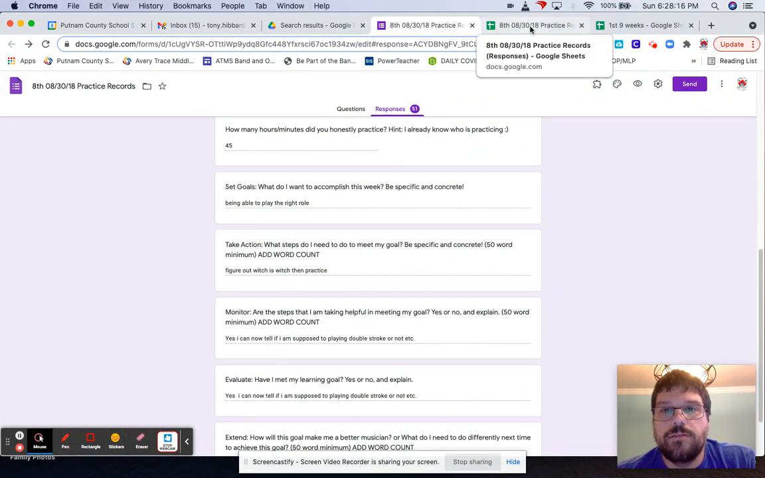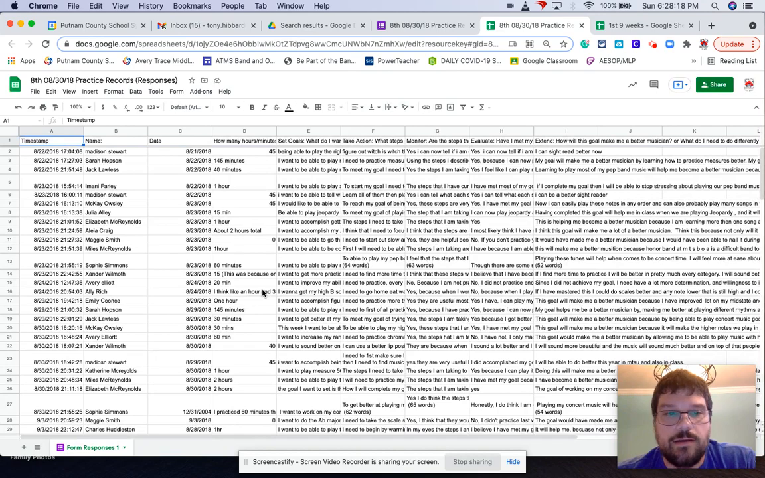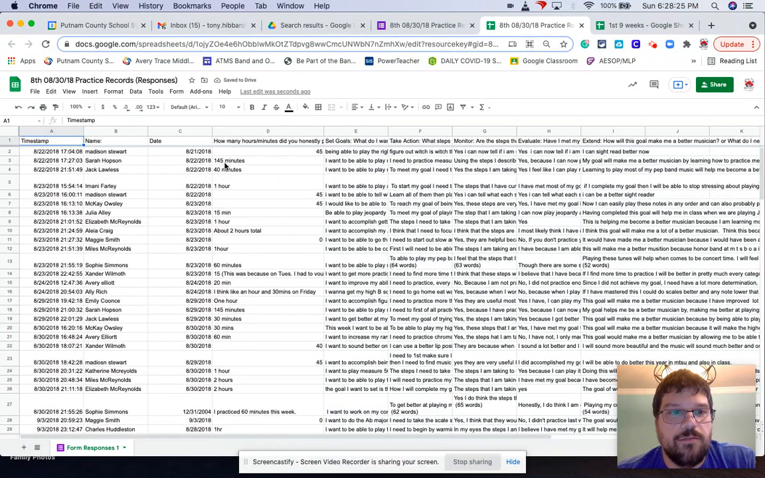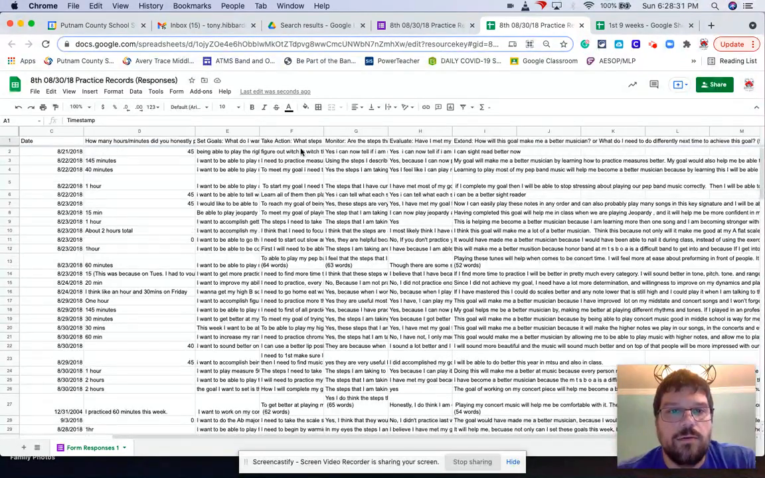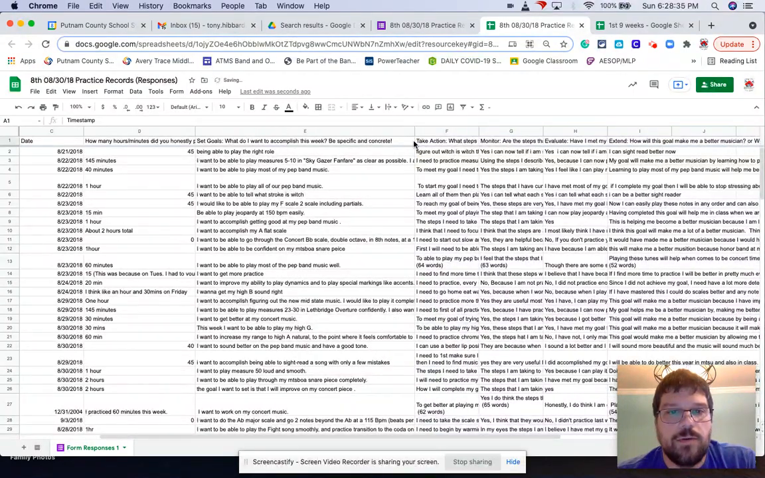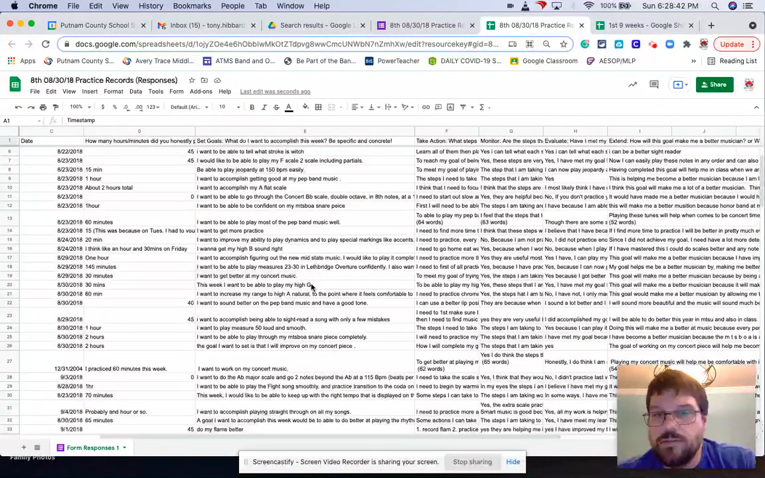So now this should have loaded. So now you can see everything, and this is a lot here, but you can kind of break down each one. One kid practiced 145 minutes, 40 minutes, an hour. Okay. So we've got all the goals here, so you can see them quickly at a glance. So lots of data, lots of information, and they would have to do this each week.